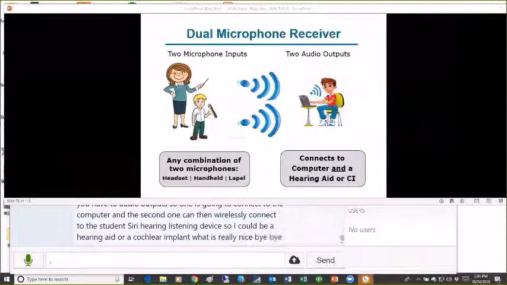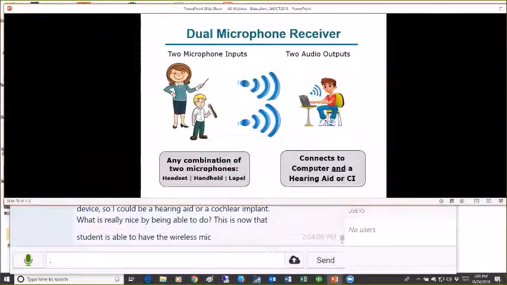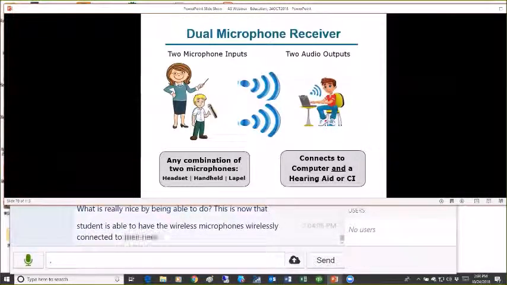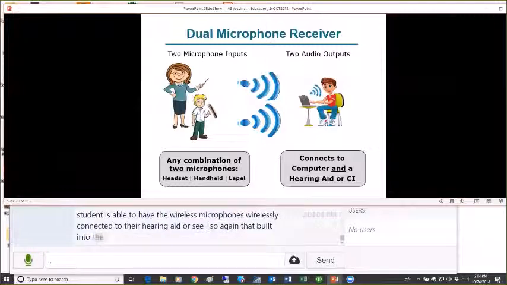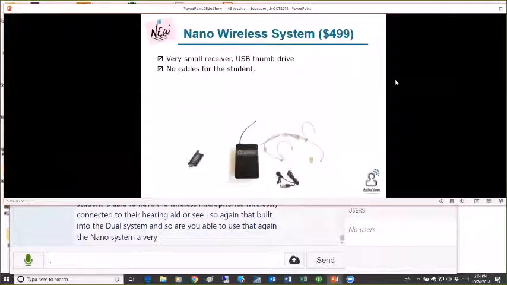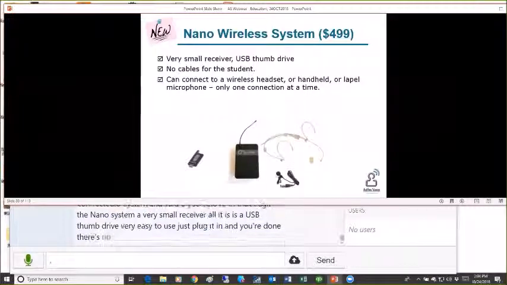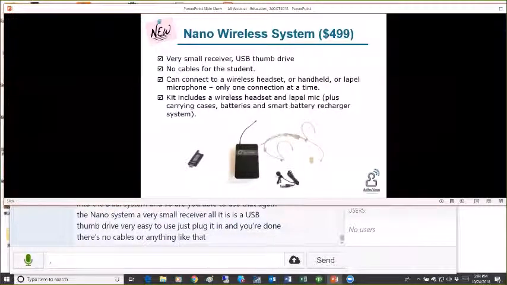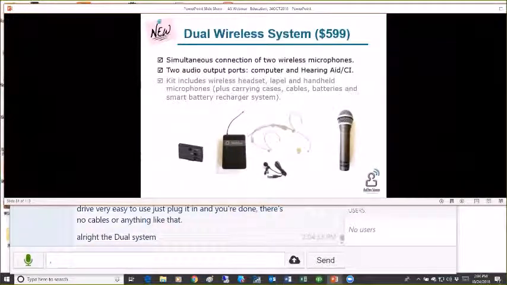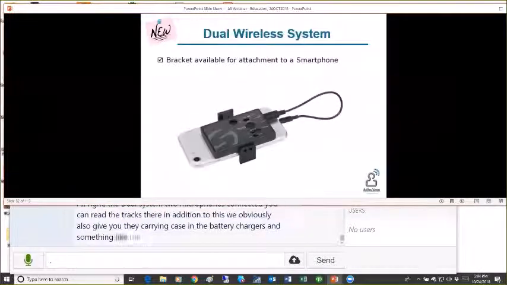What is really nice by being able to do this is now that student is able to have the wireless microphones wirelessly connected to their hearing aid or CI. So again, that's built into the Dual system, and so you're able to use that. Again, the Nano system, a very small receiver. All it is a USB thumb drive. Very easy to use. Just plug it in and you're done. There's no cables or anything like that. All right? The Dual system, 2 microphones connected. You can read the tricks there. In addition to this, we obviously also give you the carrying case and the battery chargers and something like this.